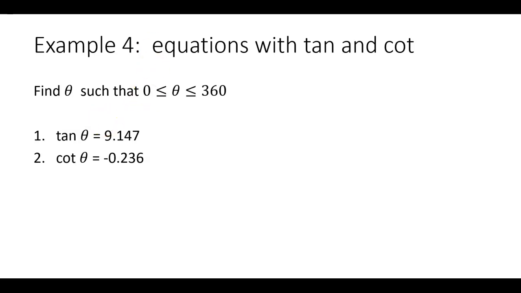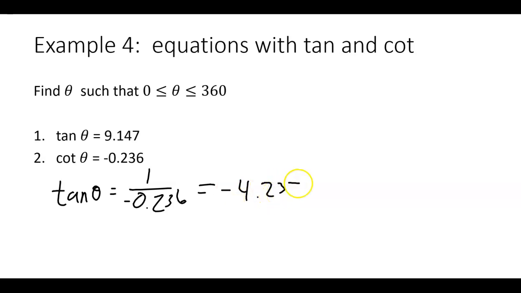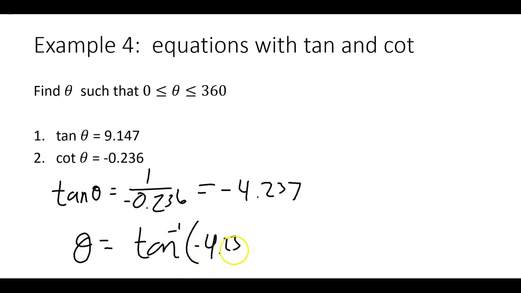All right. So once again, with cotangent, you guys know we need to start by doing the reciprocal on both sides. Let's punch that in our calculator and see what we get. I get negative 4.237. And then we're going to arctangent both sides to find our first answer. Let's see what our calculator gives us. And so for that, I get negative 77.